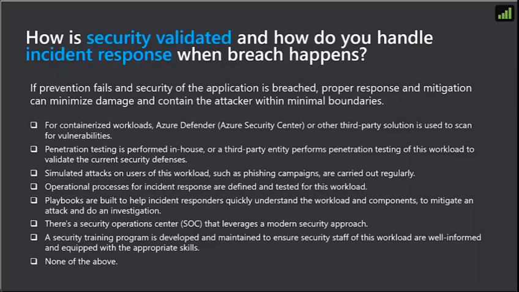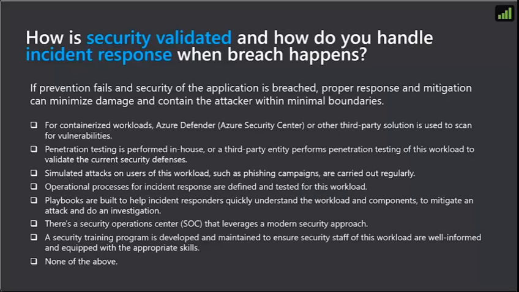Playbooks are built to help incident responders quickly understand the workload and components to mitigate an attack and do an investigation. Incident responders are part of a central SecOps team and need to understand security insights of an application. Playbooks can help to understand the security concepts and cover the typical investigation activities. These procedures can and should be automated as much as possible while maintaining confidence and security.